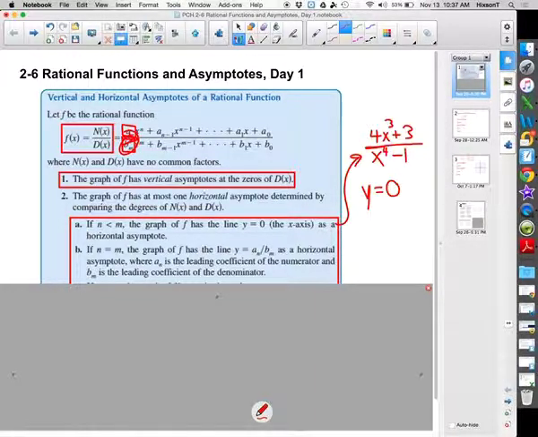Come on, why isn't it erasing? There we go.